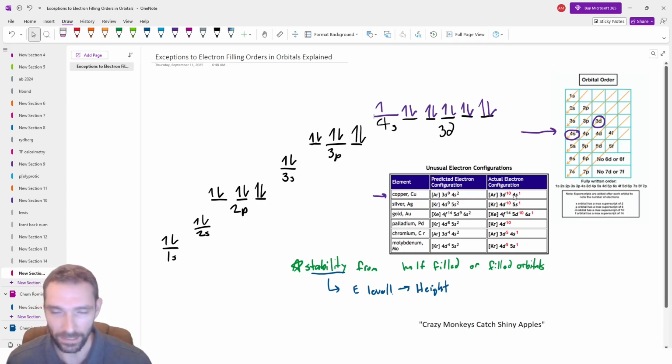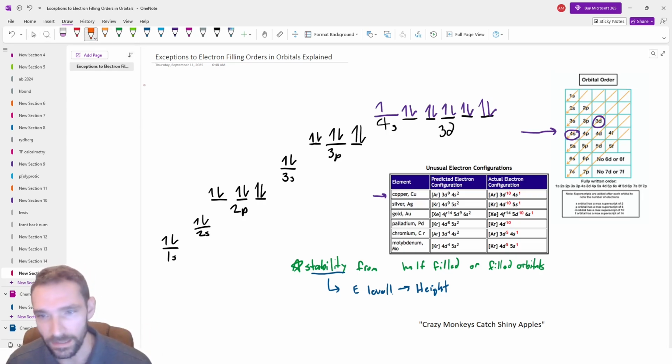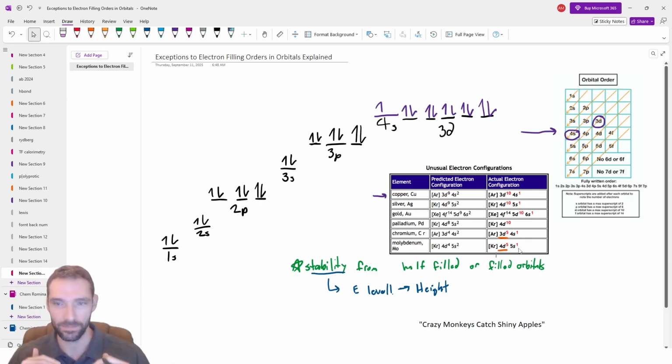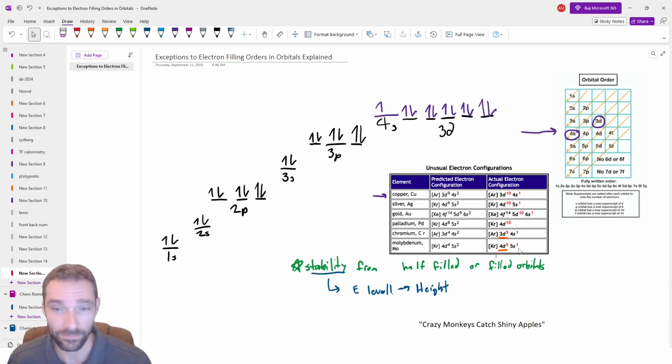And a lot of your exceptions to your electron fill orders are going to be things where, if you could just bump one electron up from the S up to the D, then you get either a half filled shell or a completely filled shell. So you can see what I've got in orange right here, this and that, they have half filled orbitals. We're bumping up something from that 4s or that 5s into that D shell, and because of that, it gets to being more stable. And overall, if we can have more stability, then that is preferable.